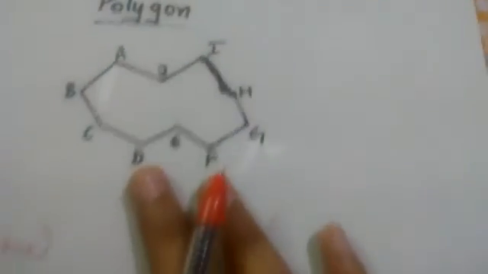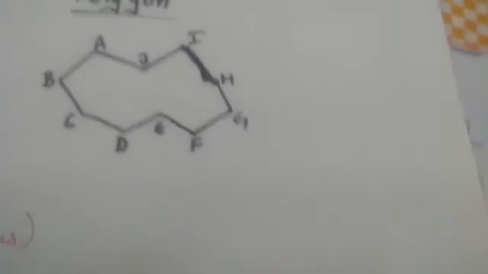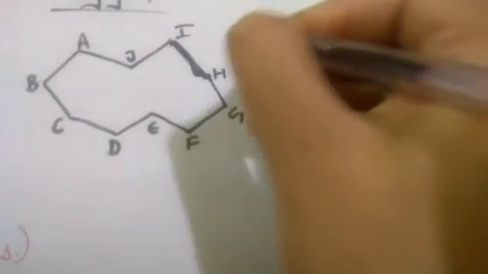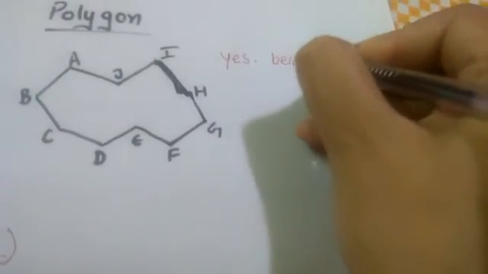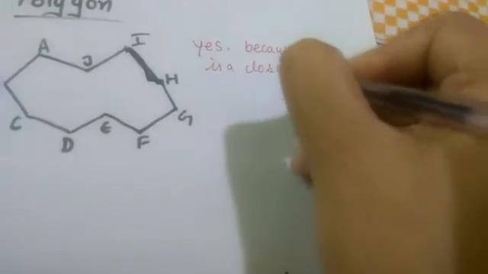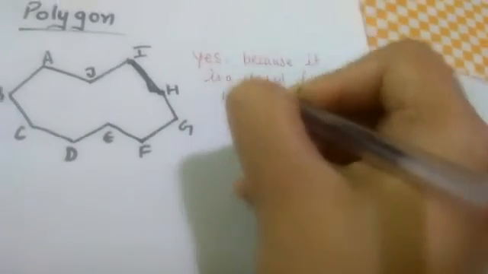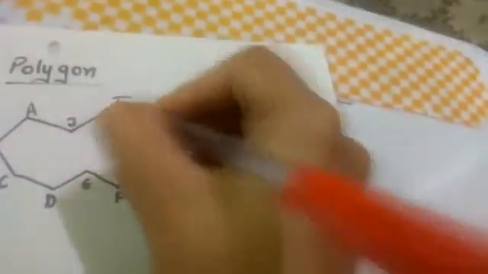Now see here this diagram, and we have to give certain answers to the questions. The first question is, is this figure a polygon? Give reason. So we can say yes, this is a polygon. Why is this a polygon? Because it is a closed figure having dash sides. Because I also don't know yet how many sides it has, so I will write afterwards. So this is the answer of the first question.